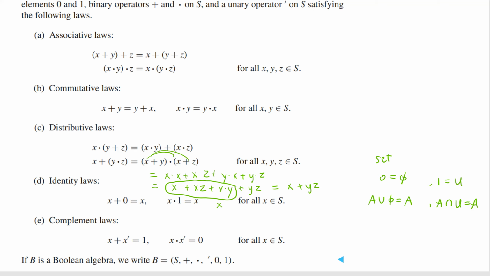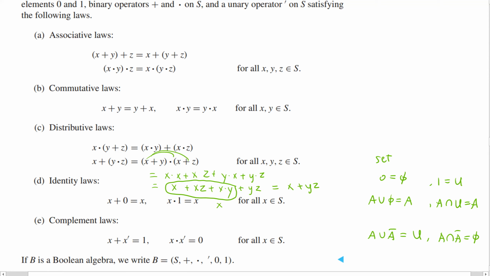And then next we have the complement laws. x plus its complement is 1. x times its complement is 0. Why is that? Think about the sets. A union A complement is the universal set. A intersect A complement is the empty set. Right? So the set notation can help us to understand these operations.